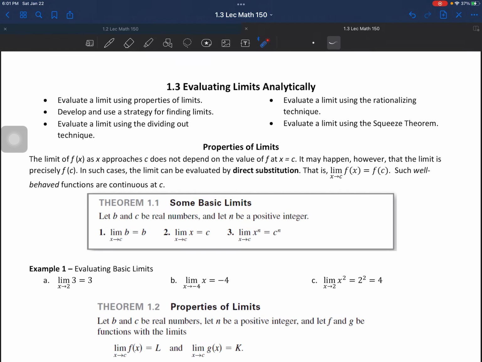Hi class, welcome back. Today we're gonna continue with chapter 1, specifically 1.3. This section will discuss a different approach of evaluating limits.